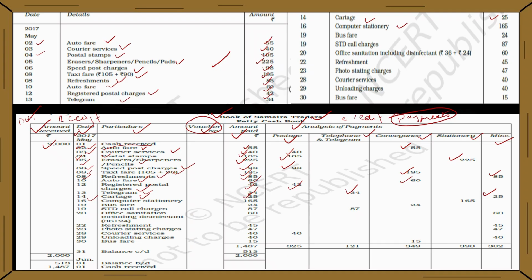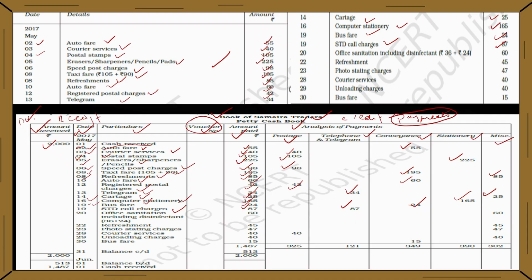Next, computer stationery of rupees 165. Computer stationery, fill the date column, 165 will go under stationery. Next, bus fare. Bus fare is 24. Bus fare, particulars, fill the date, 24 rupees. We all know under which column it goes, right? Correct, the conveyance column. Next, STD call charges of rupees 87. STD call charges, 87 rupees, will come under telephone and telegram.